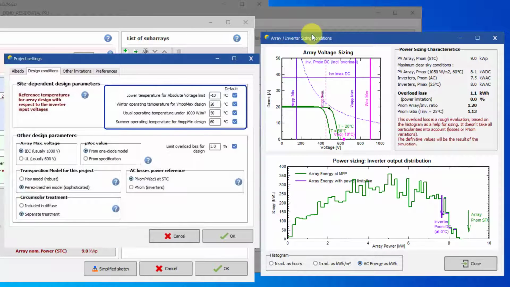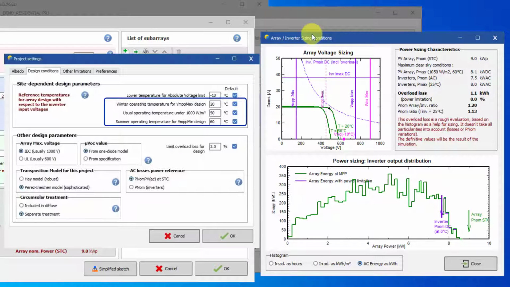These sizing temperatures are defined in the project settings. These are just orders of magnitude for the sizing evaluation. These may be updated according to the weather conditions of your site, but most of the time, you can just leave them unchanged. Only the lower temperature for defining the higher VOC should be adapted to your local conditions.